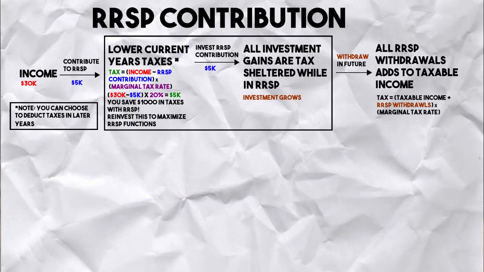Let's do a quick recap. Let's follow the life cycle of an RRSP. Let's say your annual salary is $30,000 and your marginal tax rate is 20%. If you put $5,000 in your RRSP, you will save $1,000 on taxes since you're now getting taxed at your salary minus your RRSP contribution. You will get this return in the form of a tax refund.